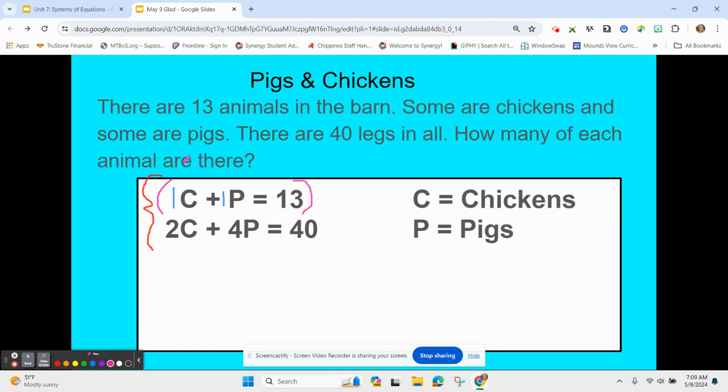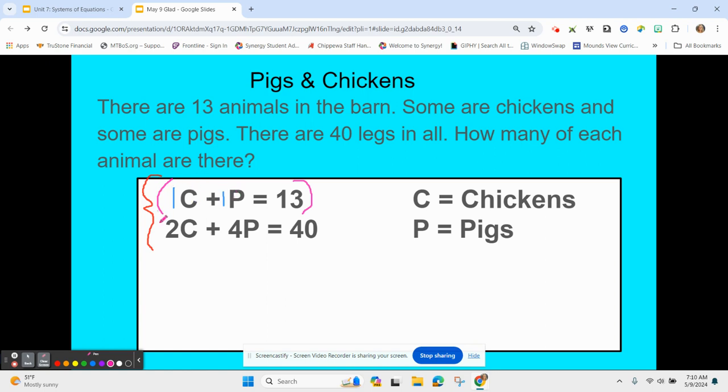And I can do that so long as I multiply every term by whatever number I want to grow it by. So if I want to make the C's cancel, if I've got a 2C here, remember that the other number to cancel out would be a negative 2C because they've got to be pairs of opposites. Or if I wanted to make the number of pigs cancel, if there's a 4P here, I would need this to be a negative 4P. So I can choose either one. It does not matter.